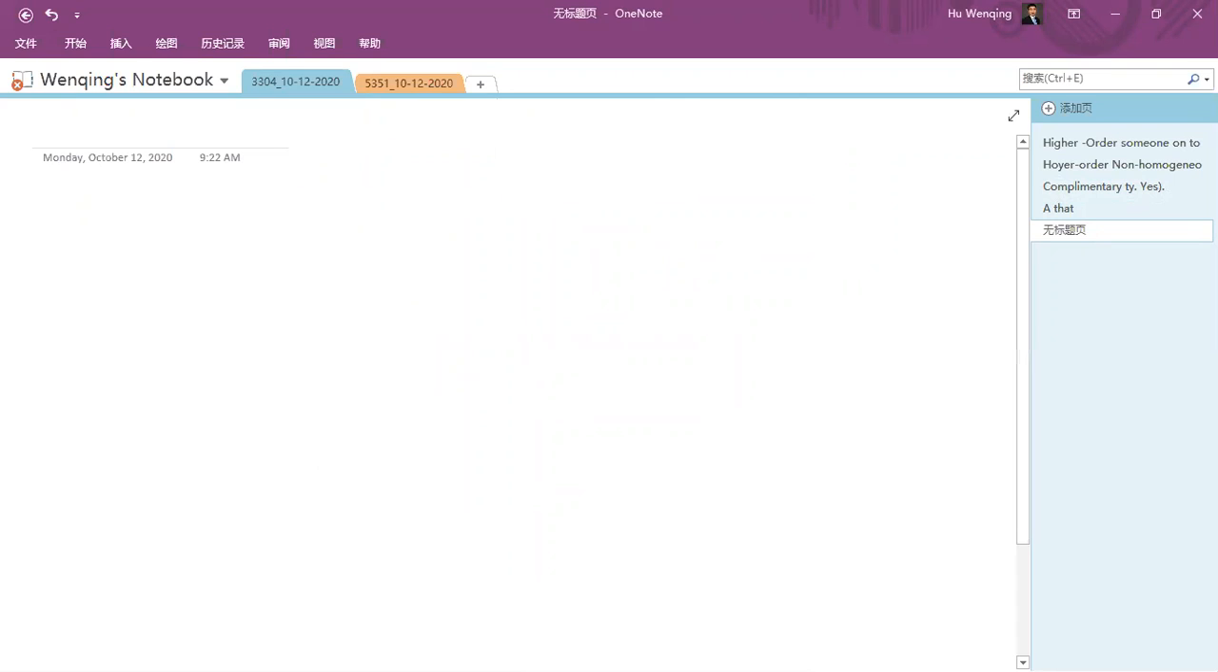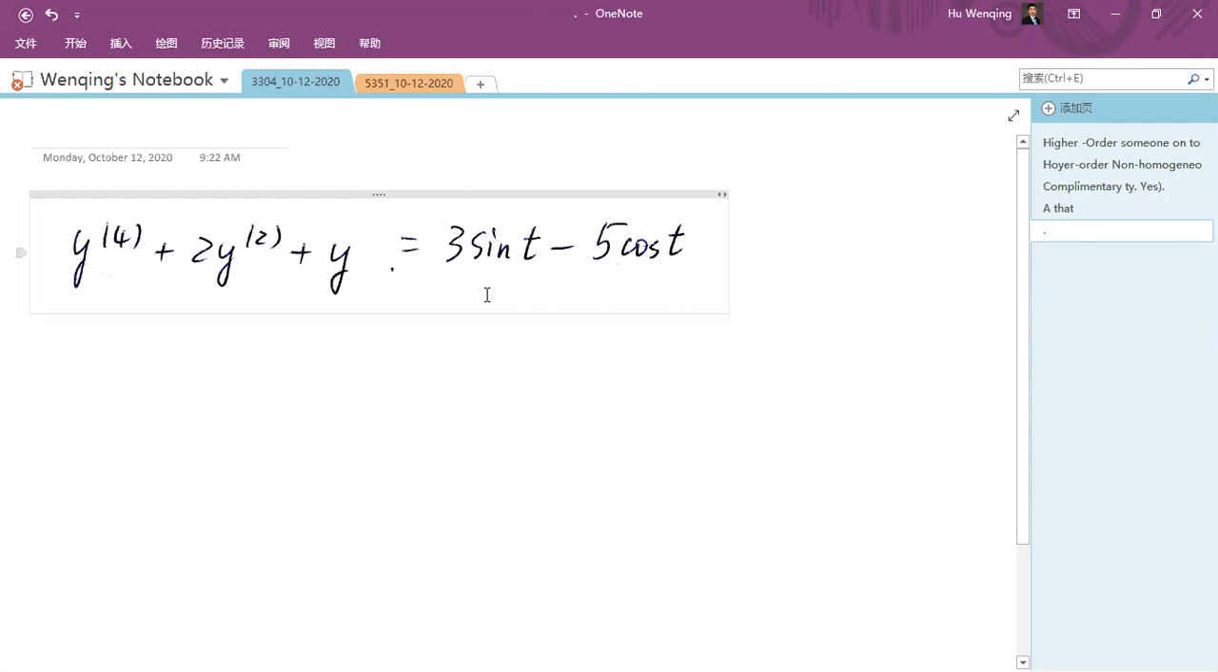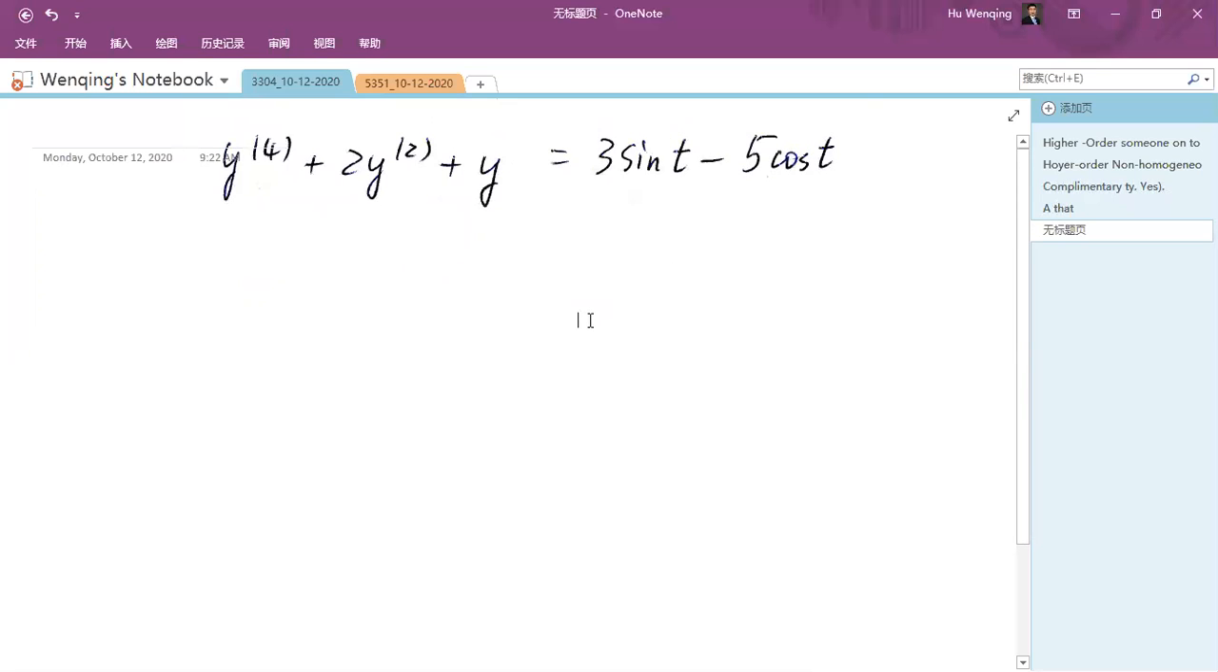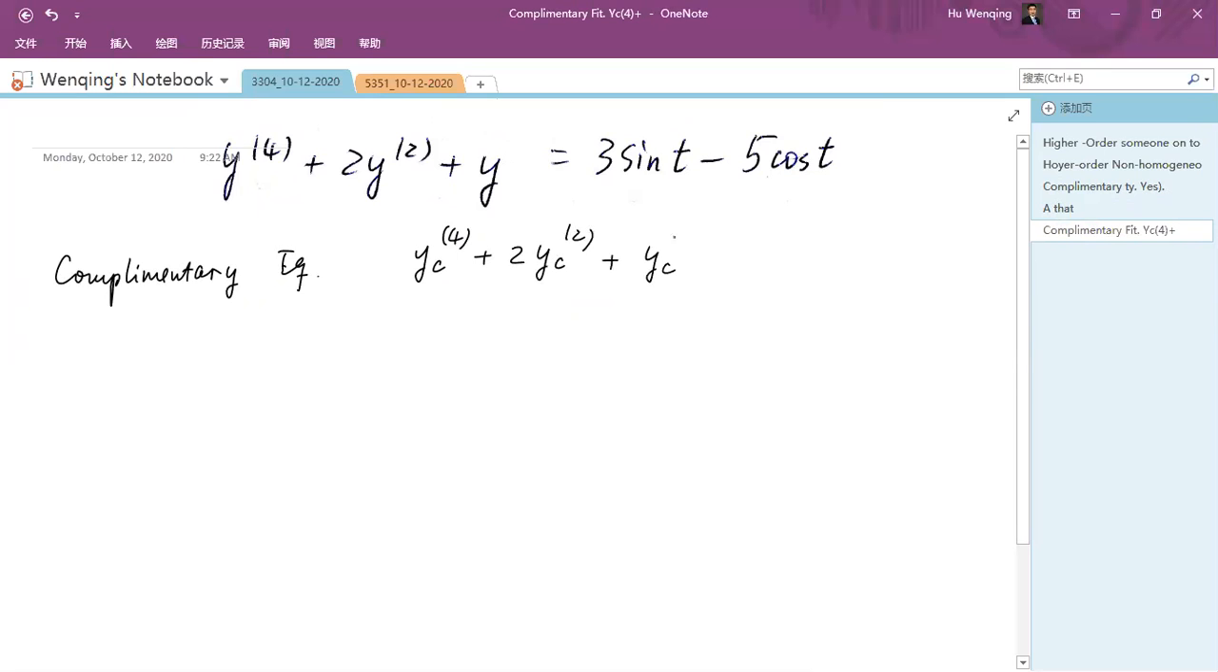So how do we find a general solution of this equation? In order to find it, we first have to try the complementary equation. As before, the complementary equation is yc, the fourth derivative, plus 2 times yc, the second derivative, plus yc is equal to 0. That's going to be the complementary equation.